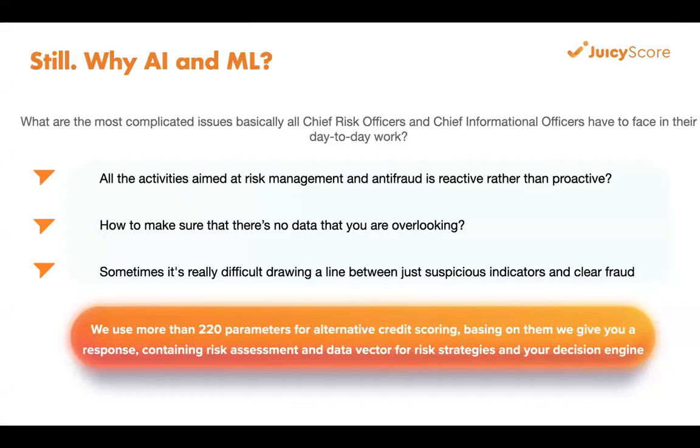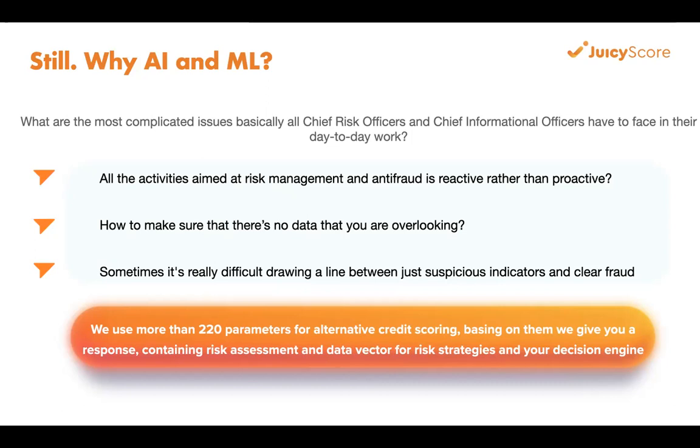Now, still, why AI as well as ML? The main problem of all Chief Risk Officers and Chief Information Officers is that all activities aimed at risk management and anti-fraud are reactive rather than proactive. The goal is to prevent fraud before it happens, rather than deal with its consequences. Risk officers need to make sure that we are covering all the data needed, and that there is no data we are overlooking. And sometimes it's really difficult drawing a line between just suspicious indicators and clear fraud. They're losing time and resources looking into cases that are not fraud, and not looking into the cases that are fraud, because the line is not really clear.